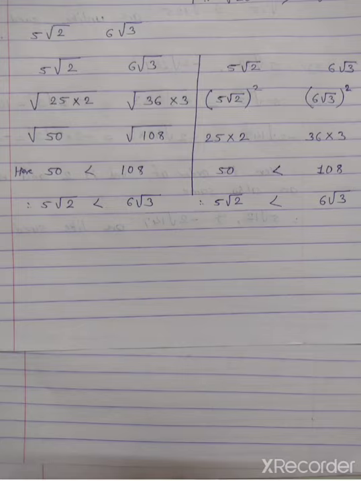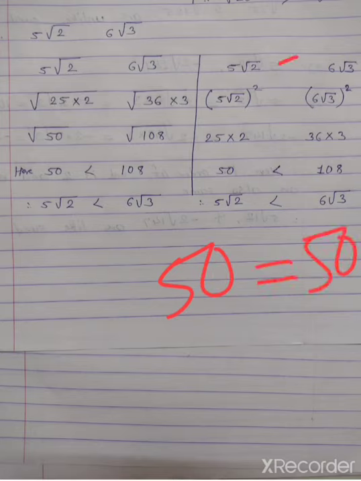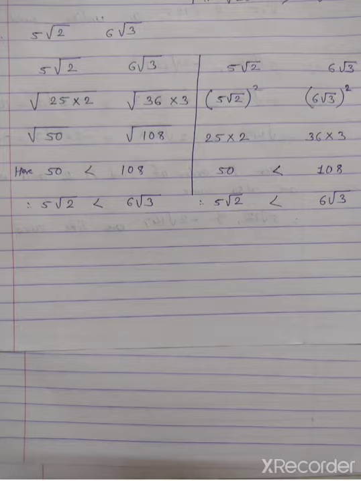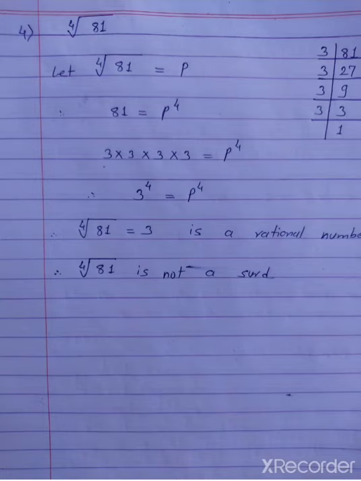Sometimes these values may be the same, meaning you will get, suppose, 50 equal to 50. Then you can say if the values are the same, both given surds are equal. In this manner we find out whether the given value is a surd or not.